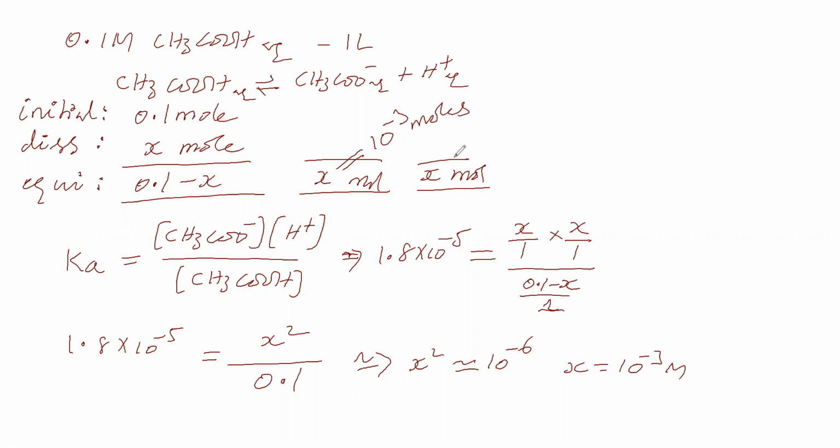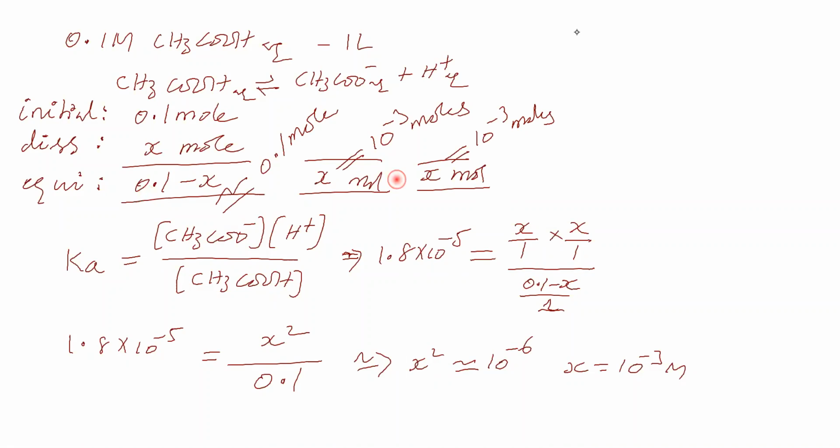It is 10 power minus 3 moles. The undissociated acid is nearly 0.1 mole. Okay, undissociated is nearly 0.1 mole. So here they see this point.